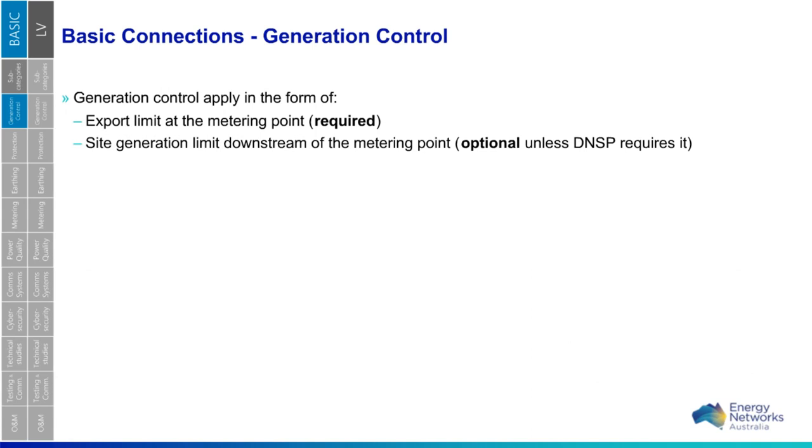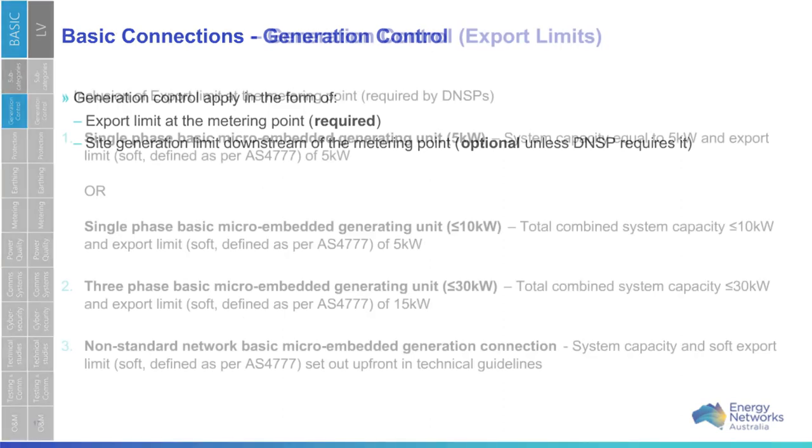Another aspect of basic connections that we wanted to cover off through the guidelines is generation control, which would apply in the form of an export limit at the metering point, which is required, and then a site generation limit downstream of the metering point, which is a measured site generation limit that would be optional in addition to the export limit.